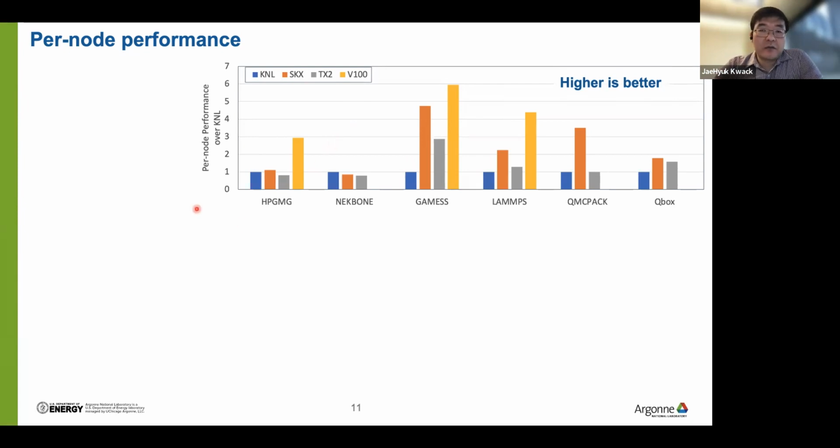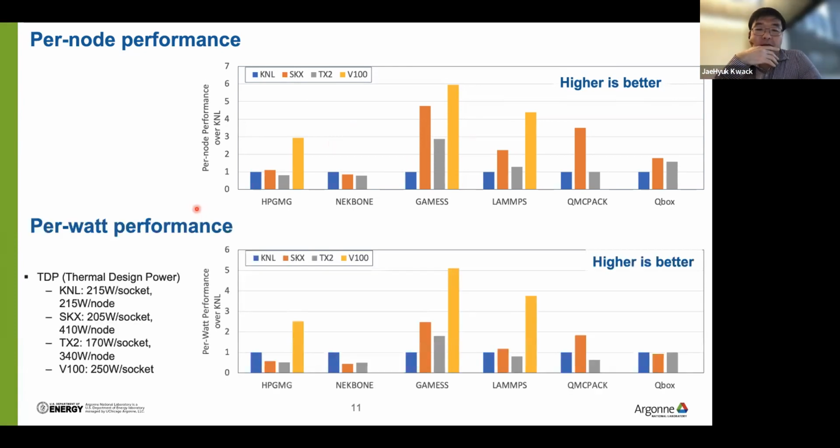We were also curious about this: this is per node performance, but each architecture uses a different amount of power. Because of that, we were curious about how much per-watt performance we could get from each architecture for each application. In this case, we didn't measure the power usage. Instead, we just normalized performance by the TDP, thermal design power. On the KNL side we had 215 watts, Skylake 410, ThunderX2 340, and V100 250. Since the Skylake and ThunderX2 nodes use more power, when we normalize the performance data per power, we see this kind of situation.